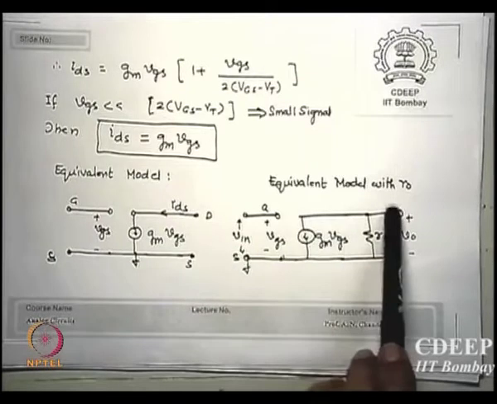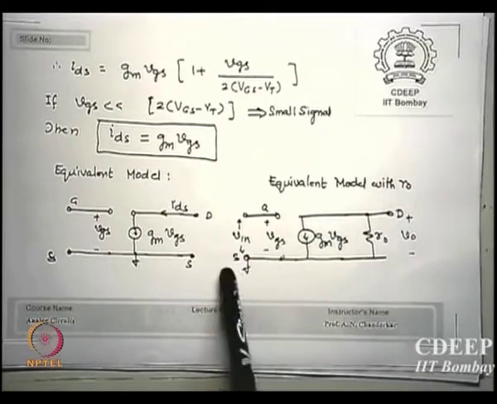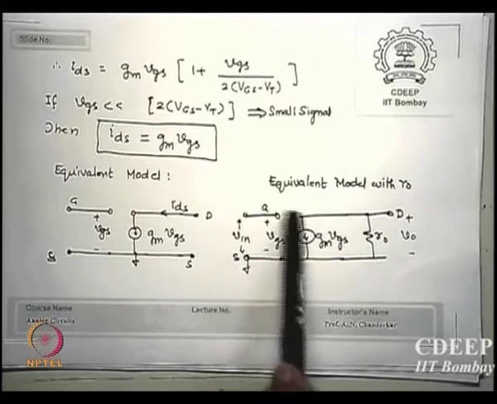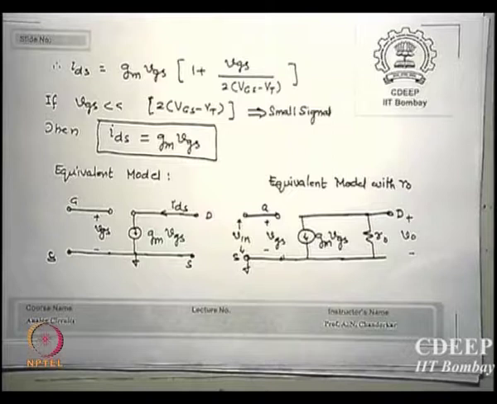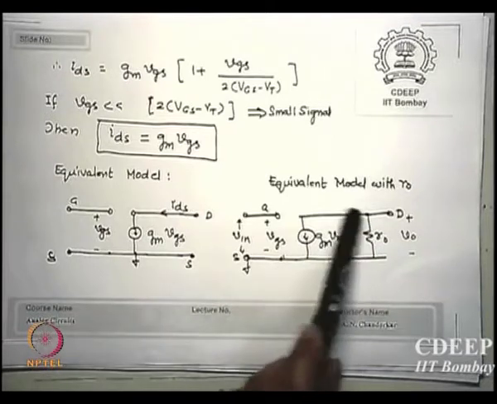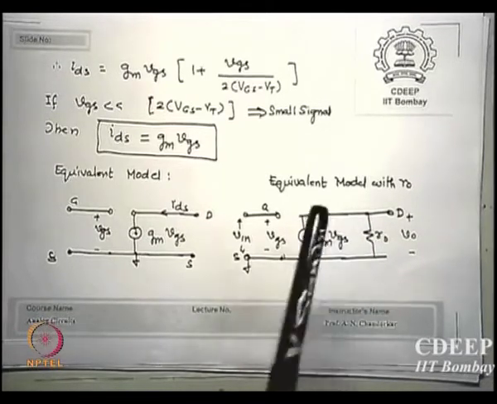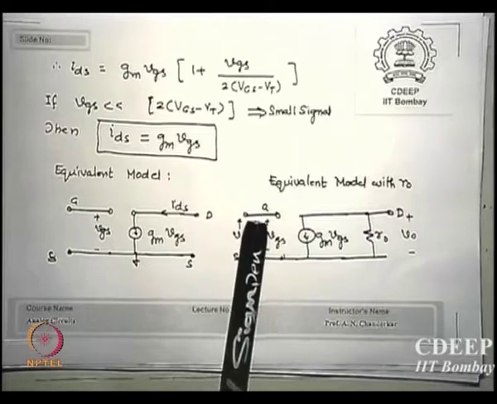And if I include my R0 term, then the equivalent circuit of a MOS transistor is VGS here, GM VGS shunted by R0, and how much will be R0? Much higher, tens of mega ohm or 1 to tens of mega ohm. So this will be a relatively good current source, is that clear? It should be a good current source.